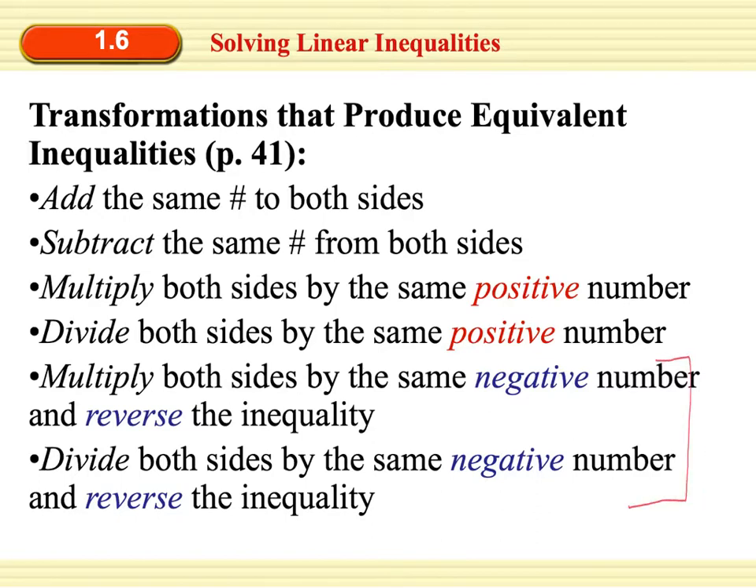The differences are in these last two. When we multiply both sides of an inequality by the same negative number, the key thing to remember is that we have to reverse the inequality. That means if I multiply an inequality by, let's say, -1 on both sides, and I was dealing with a greater than symbol, I'm then going to reverse it to read less than. The same thing happens when I divide both sides by the same negative number. Because it's a negative number, we again have to reverse the inequality we were originally given. We'll do that in the next few examples.